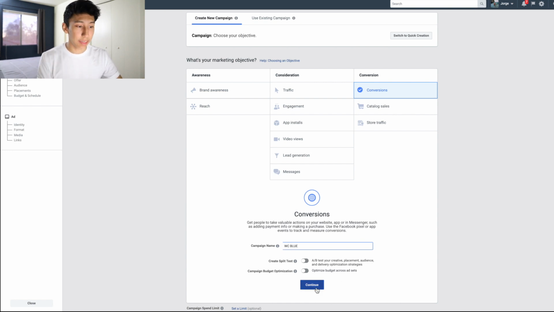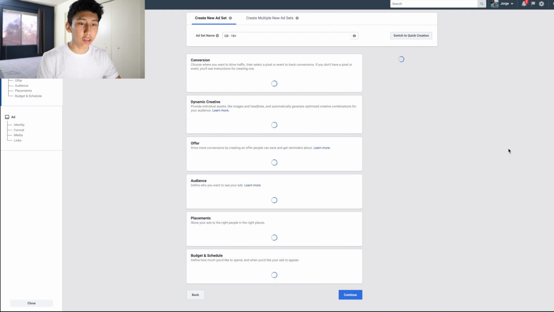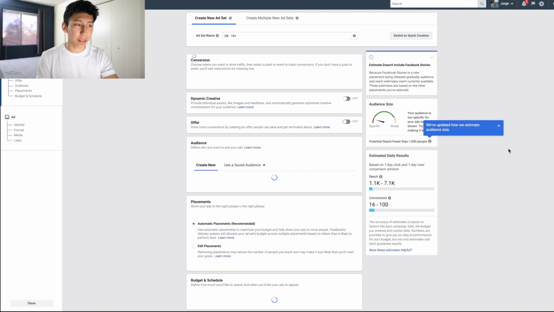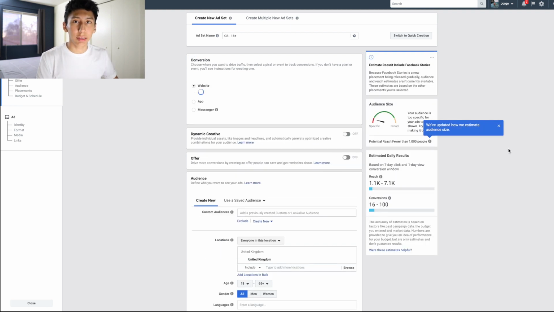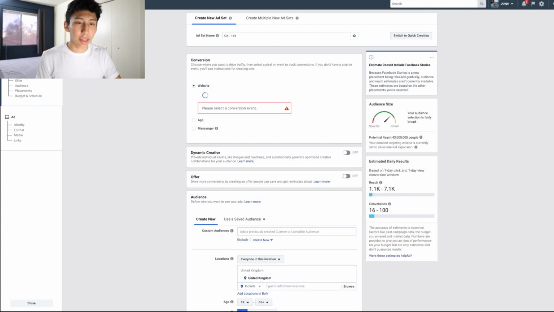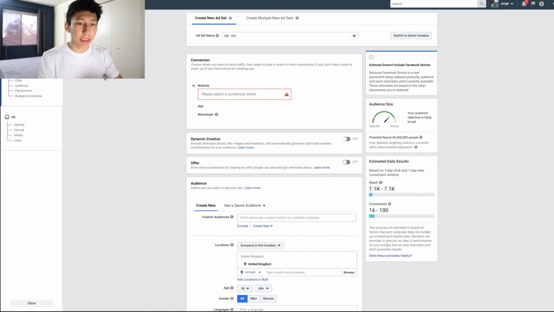Now we're gonna go to continue, and here's where we start creating the ad set level. So all the ad set level is the targeting. So the first thing here on the left hand side is that campaign, which is basically our objective, and then the ad set level is gonna go over the conversion, the dynamic creative, the offer, the audience, the placements, budget, and schedule. So that is what is actually the important part, the actual details. So start taking notes, okay?